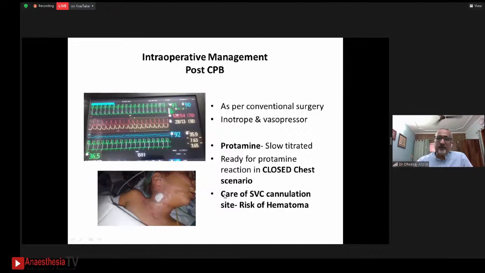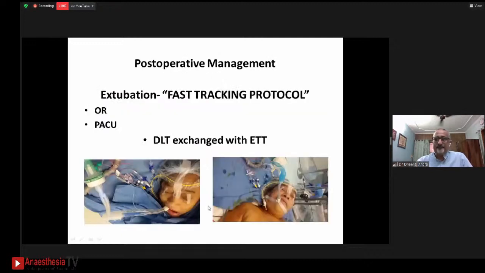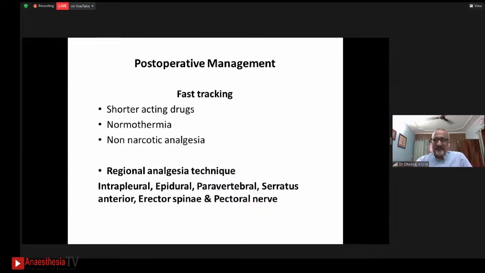Another important thing is the care of the SVC cannula. We have to press the SVC cannulation site for 10 to 15 minutes to have adequate hemostasis at this site, because the risk of hematoma is also there. For extubation, we have to use the fast-tracking protocol. If we are not extubating the patient on table, the double lumen tube should ideally be replaced with a single lumen tube. And fast tracking is done by short-acting drugs, normothermia, and non-narcotic analgesia, which has already been described.